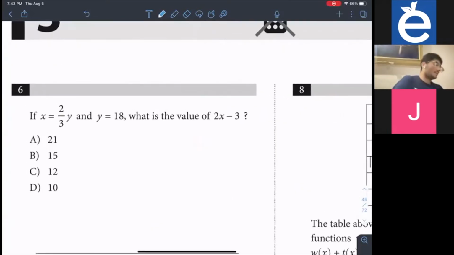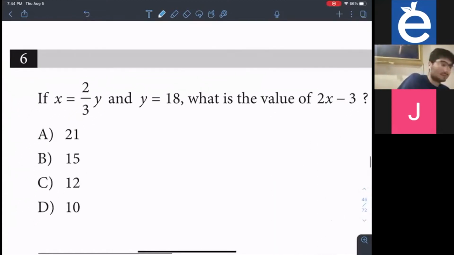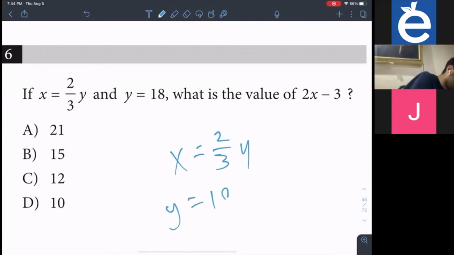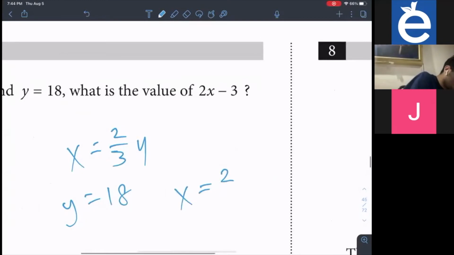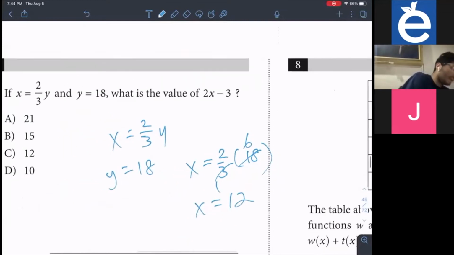Okay, question 6. If x is equal to 2/3 y and y is equal to 18, what is the value of 2x minus 3? Okay, so the first thing I would do is to see what the value of x is, because then we can use that value and put it into the 2x minus 3. So they gave us x is equal to 2/3 y, and then they told us y is equal to 18. So we could do x is equal to 2/3 times 18. We can simplify, we get 2 times 6 is 12. So we know x is 12.